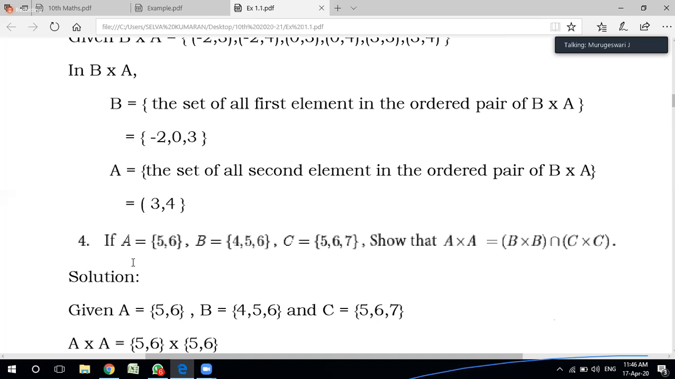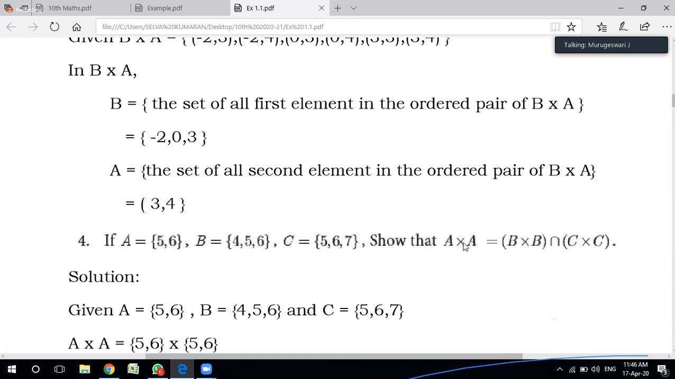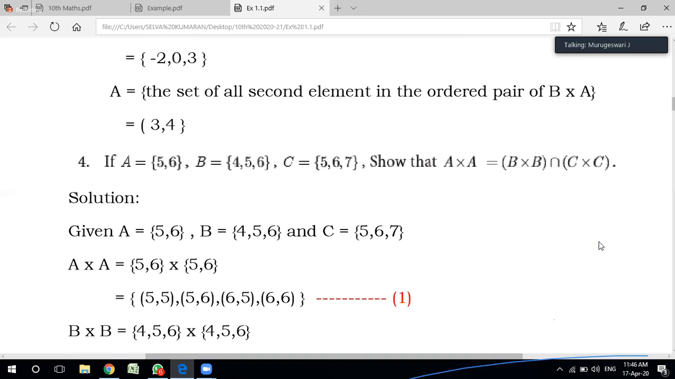Fourth question: if A equal to {5, 6}, B equal to {4, 5, 6}, and C, these sets are given, show that A cross A equals B cross B intersection C cross C. You can prove that. How will you prove that? First, you find the left hand side. Next, you find the right hand side. On the left hand side, A cross A is given. So first find A cross A. After that, find the right hand side. Next, check whether both are equal or not.